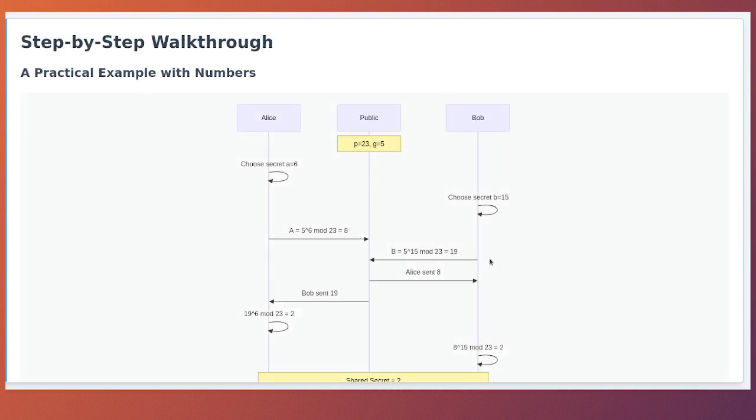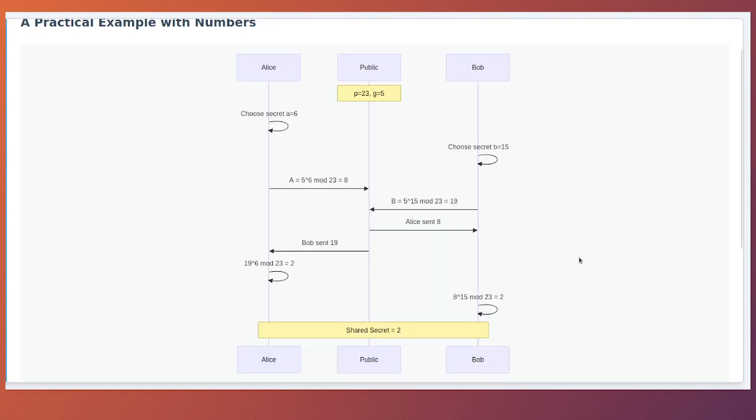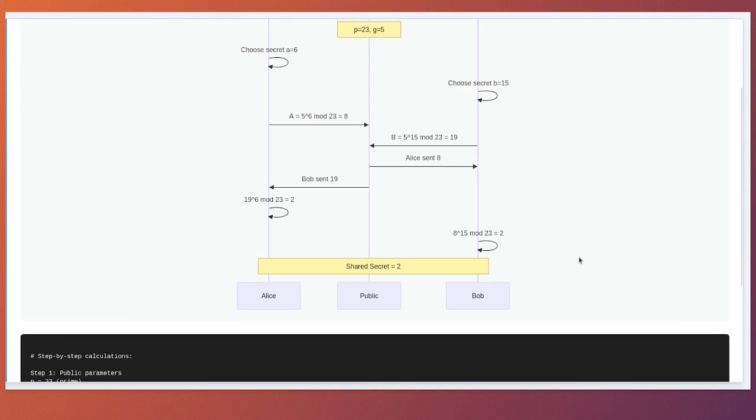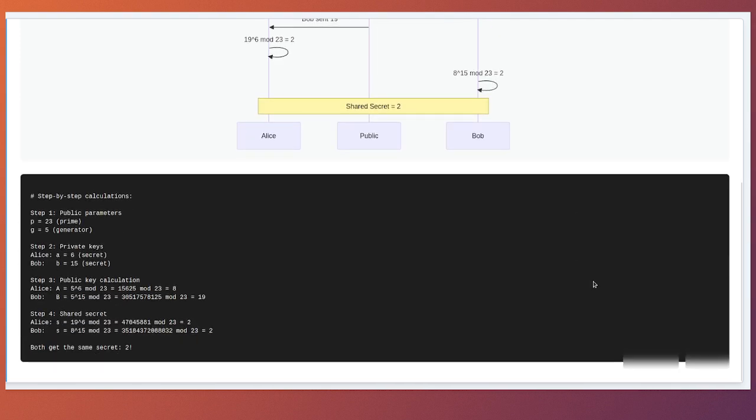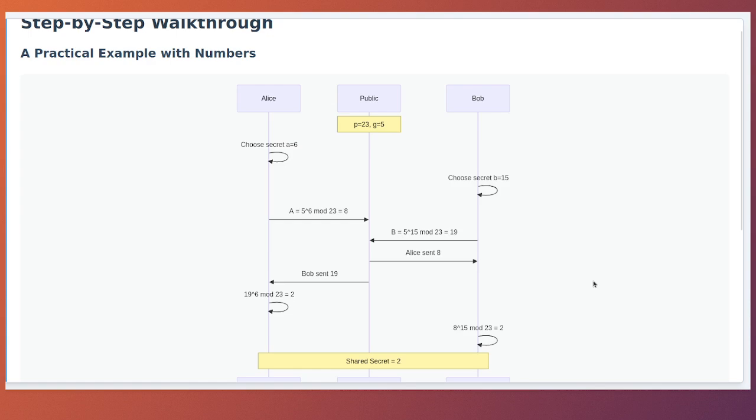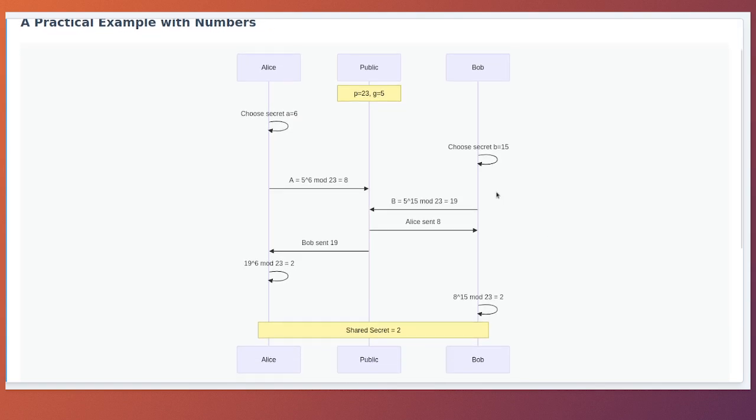Step-by-step process. Let me walk you through the Diffie-Hellman process step by step, using actual numbers so you can see how it works in practice. I will use small numbers to keep it simple, but remember that real implementations use numbers with hundreds or thousands of digits. Step 1. Alice and Bob agree on public parameters.